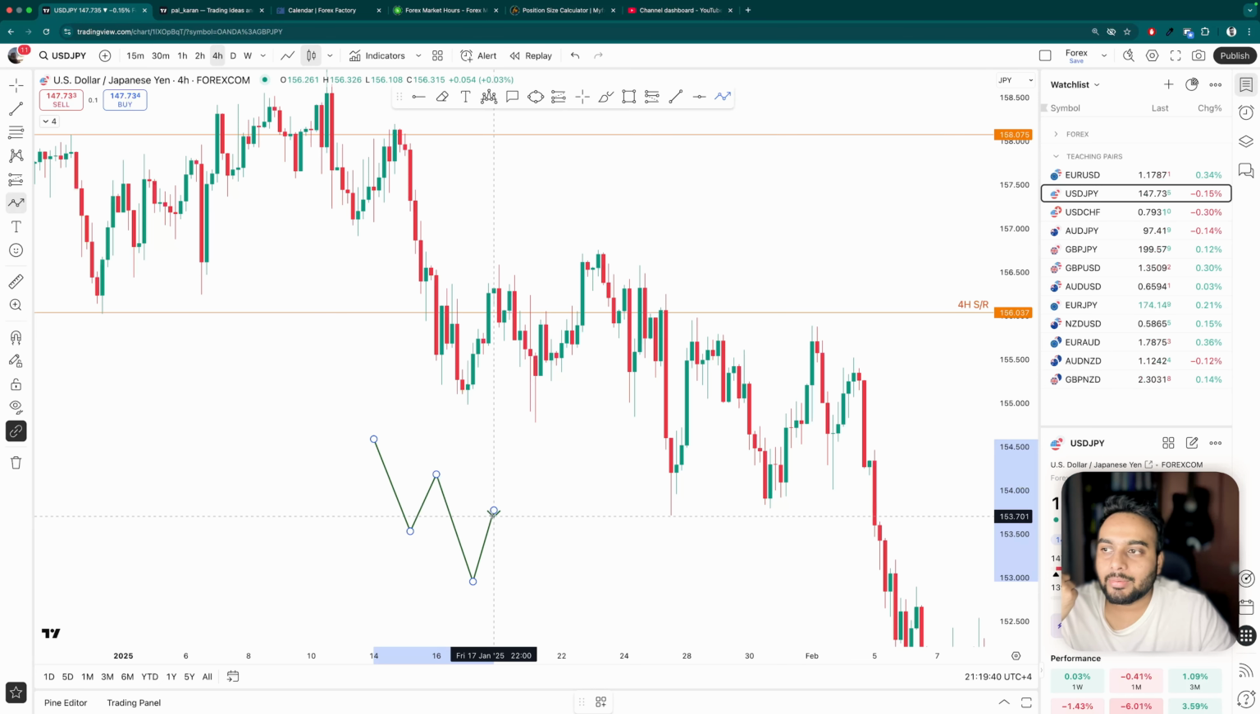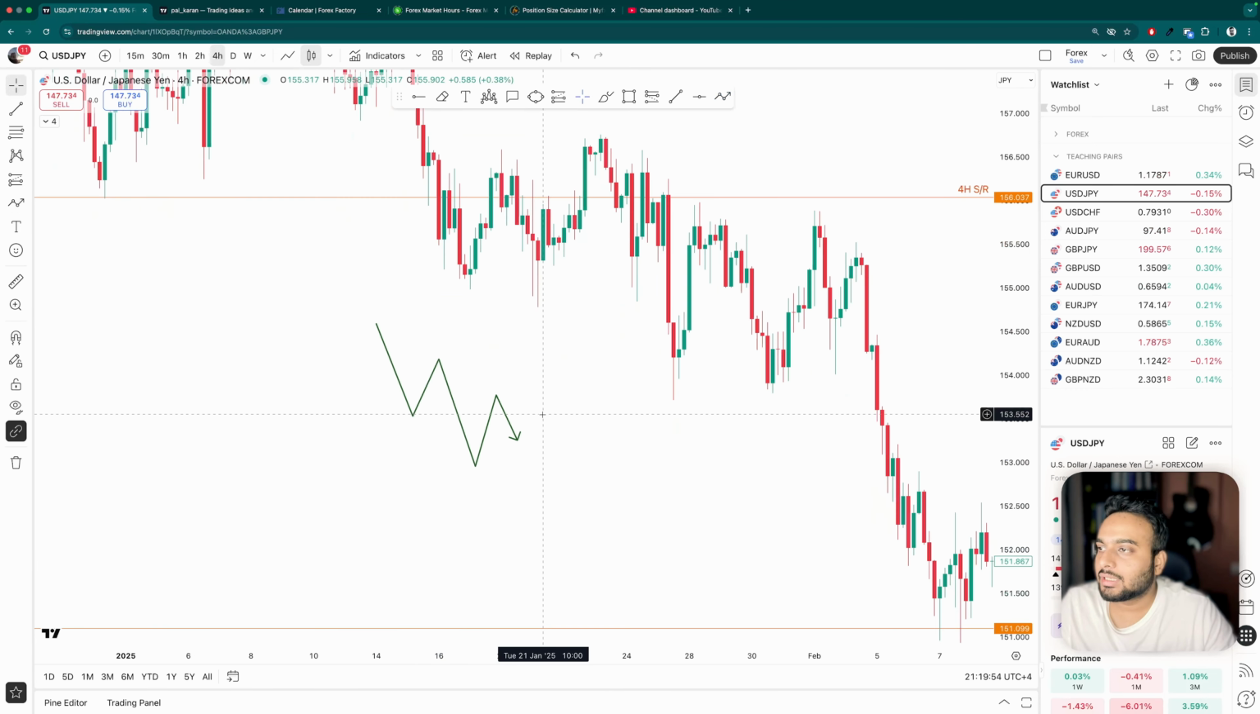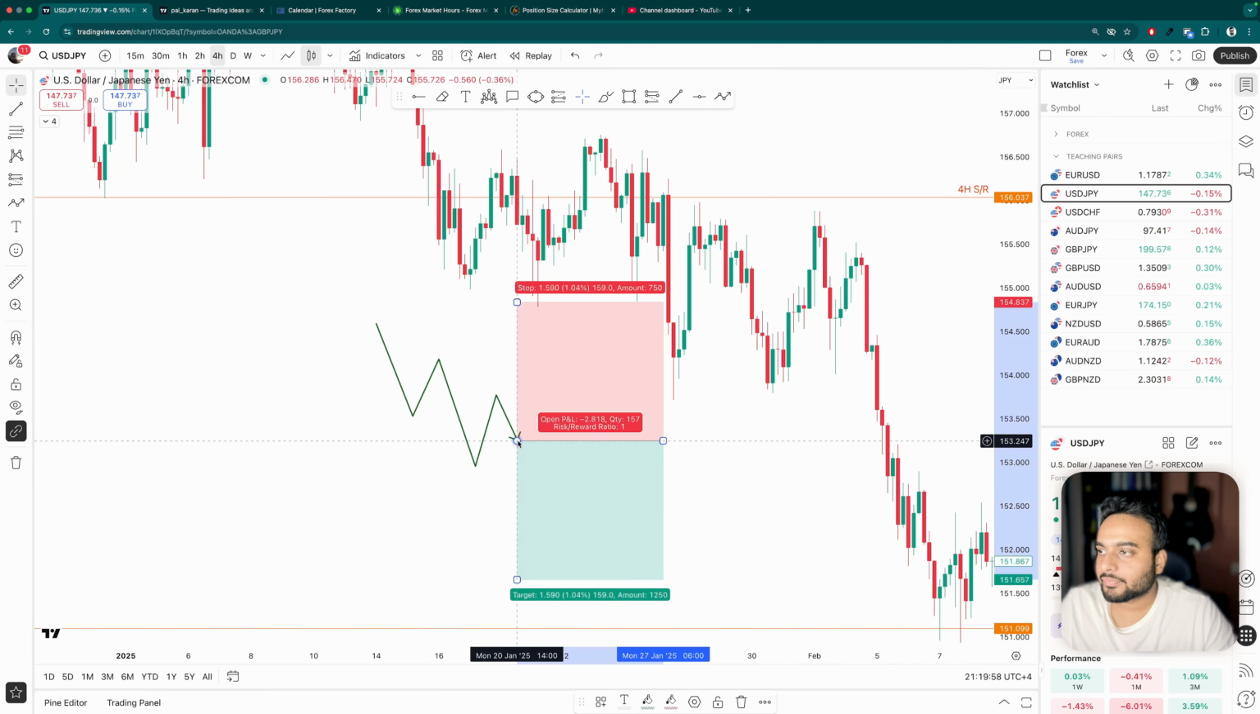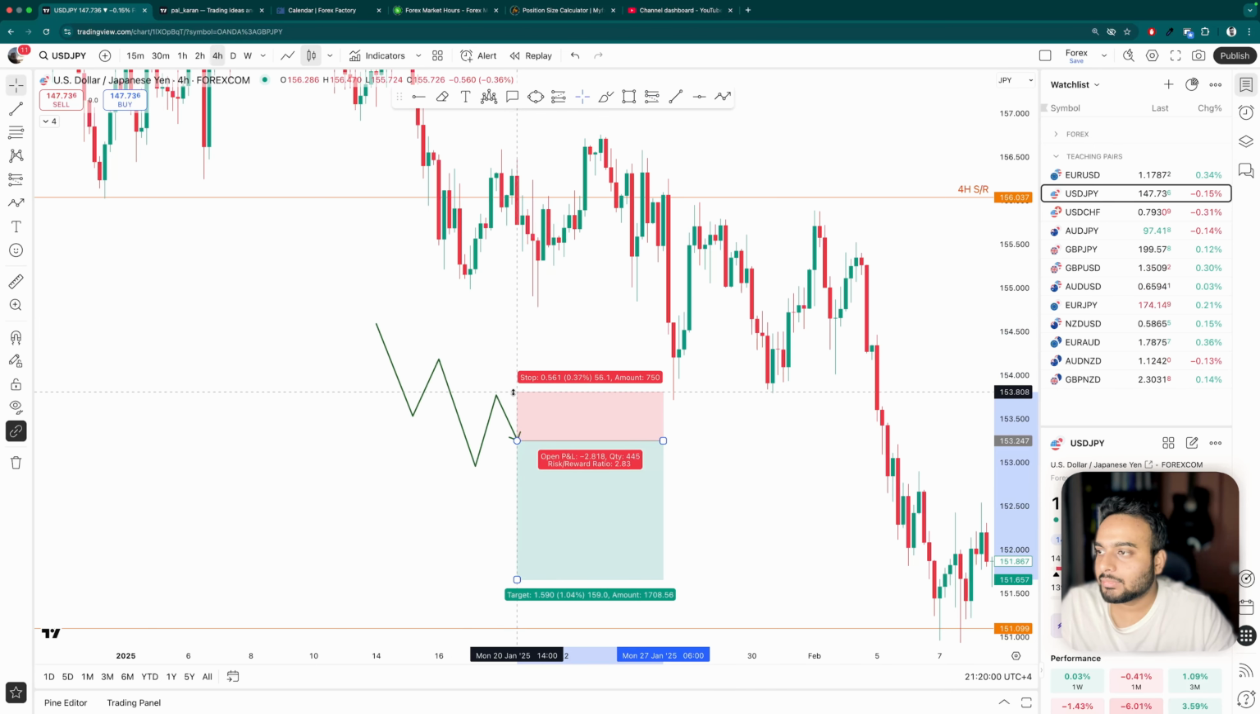And what I am waiting for now is the price to give me a really nice, beautiful entry signal. And that's when I sell, covering the high of the recent structure, covering the high with a little bit of distance, and that's it. That is all I'm looking for.